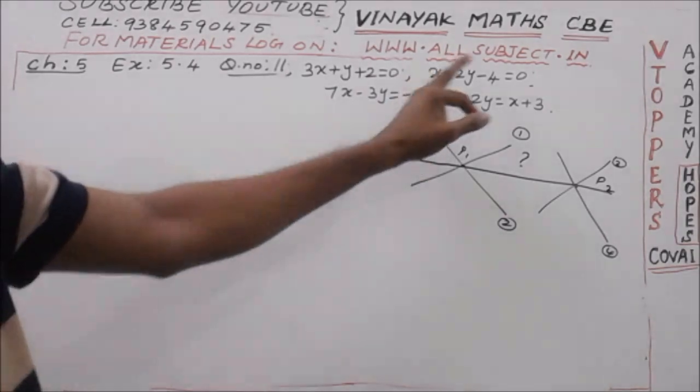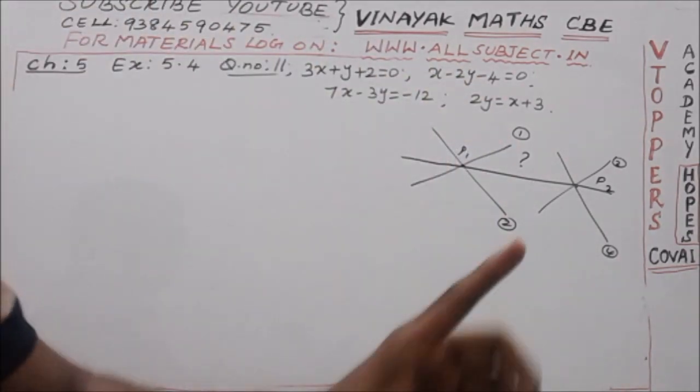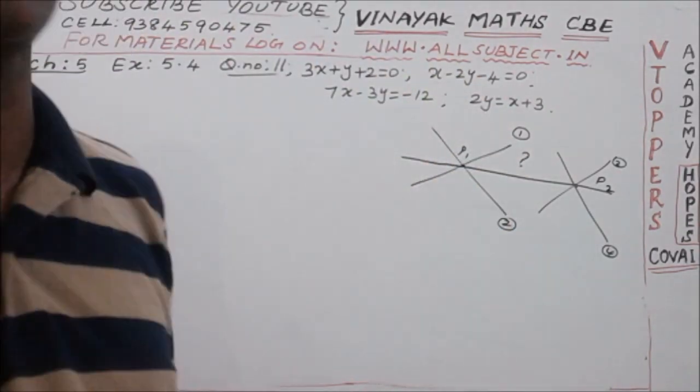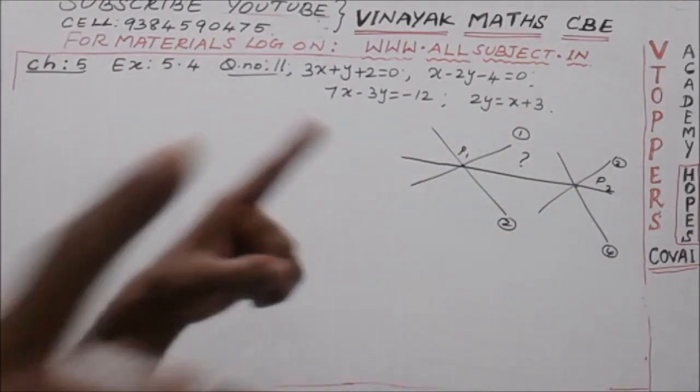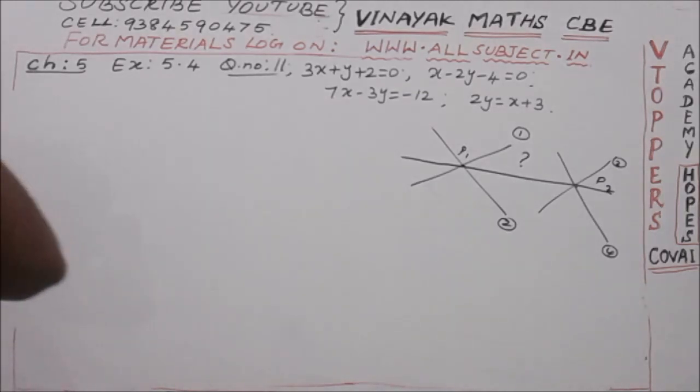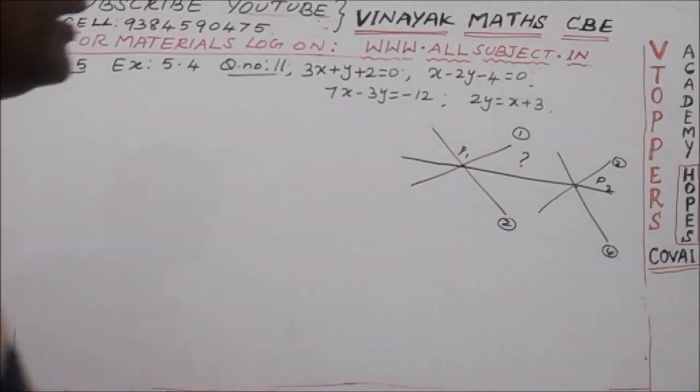So solve 1 and 2, you will get a point that is P1, and solve 3 and 4, you will get one more point, that is P2, and then use the 2-point formula, (y minus y1) by (y2 minus y1) equal to (x minus x1) by (x2 minus x1), to find the required equation.